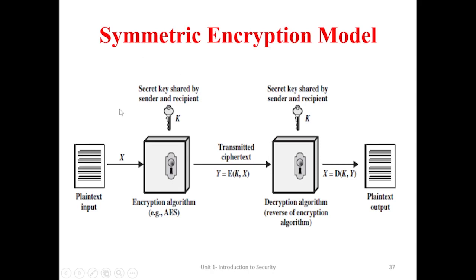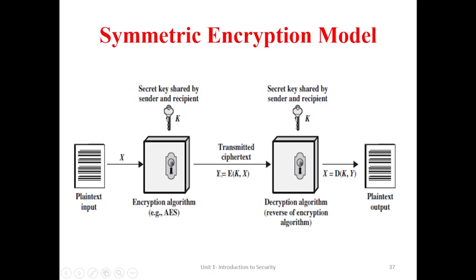So already we are aware of the generalized network security model. That model is slightly different in the symmetric encryption model. The sender has a plain text X that will be converted into ciphertext Y with the help of a key. Here the encryption model is symmetric, so the same key is used at both the sender side and the receiver side. And we are using a symmetric encryption algorithm. One of the symmetric encryption algorithms is AES, which means Advanced Encryption Standard.